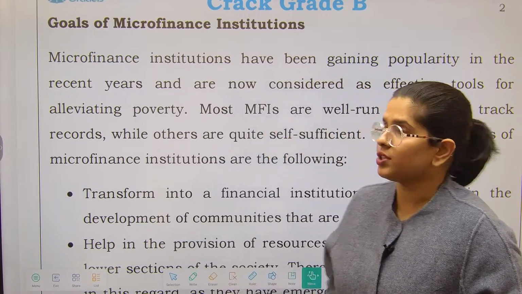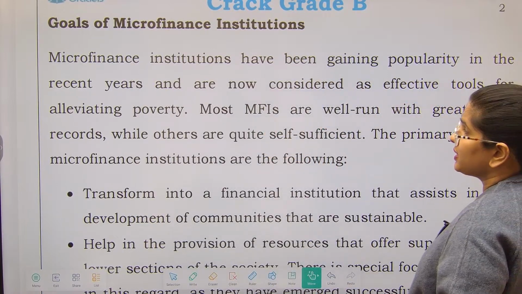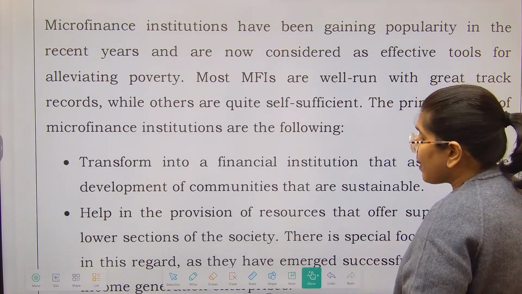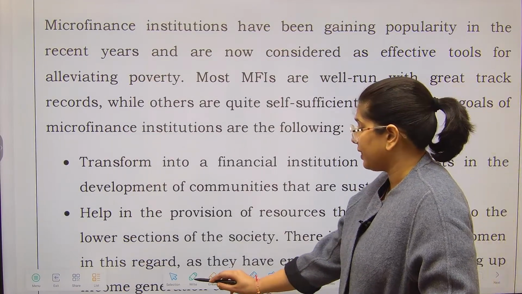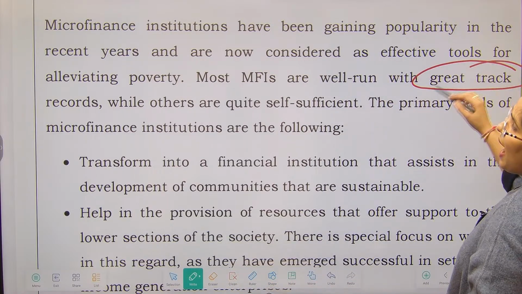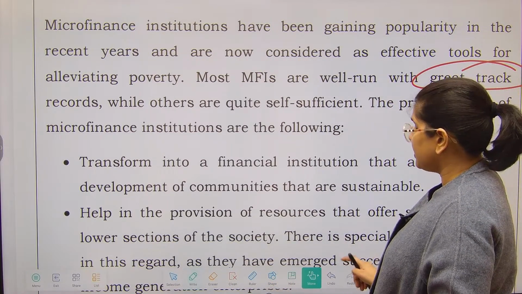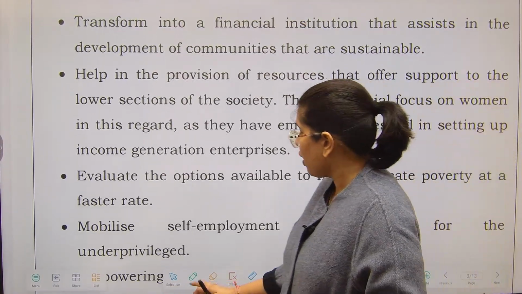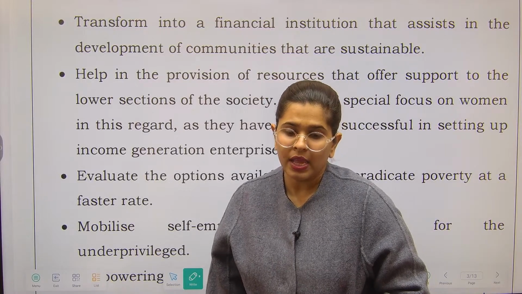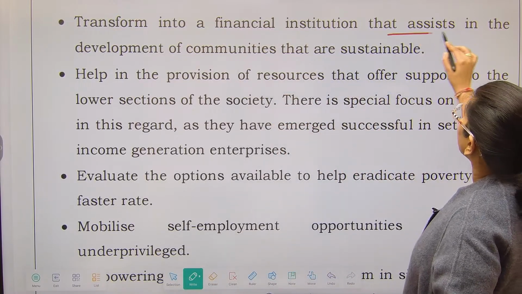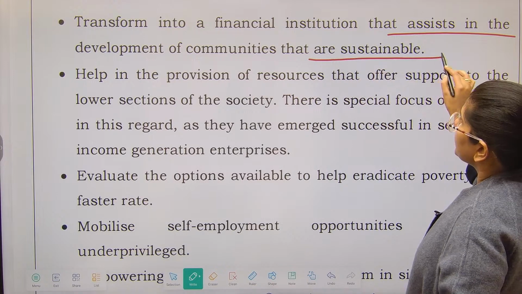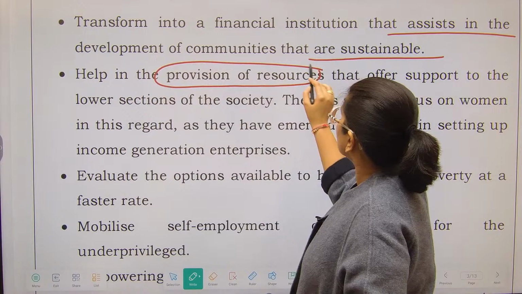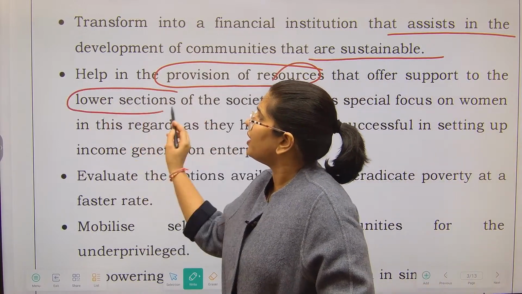So microfinance institutions have been gaining popularity and are now considered an effective tool for the alleviation of poverty, right? Most of the microfinance institutions are well run and have good track records, and others are quite self-sufficient. Now let us see what their goals are, why these particular institutions exist. What are they intending to do? So, transform into a financial institution that assists in the development of sustainable communities. Number one, they help in the provision of resources to the lower section of our society.